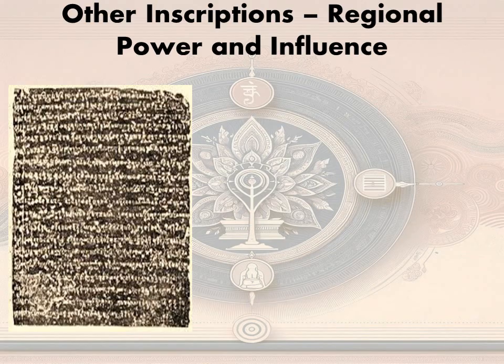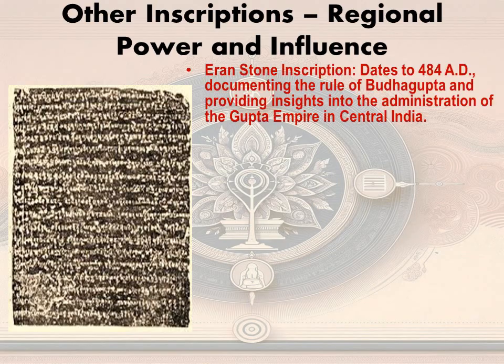Other inscriptions, regional power and influence. So there was not only Allahabad Pillar inscription but other inscriptions as well, which also provide a great deal of information regarding the Gupta emperors. Eran stone inscription. It dates to 484 AD, documenting the rule of Budhagupta and providing insights into the administration of the Gupta Empire in central India.